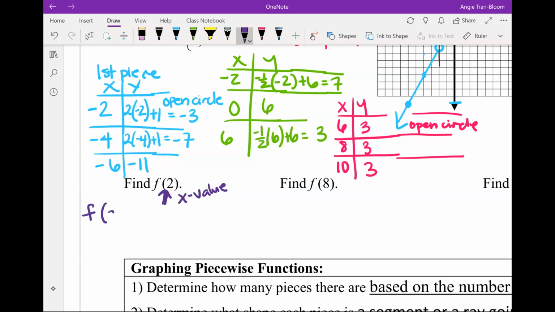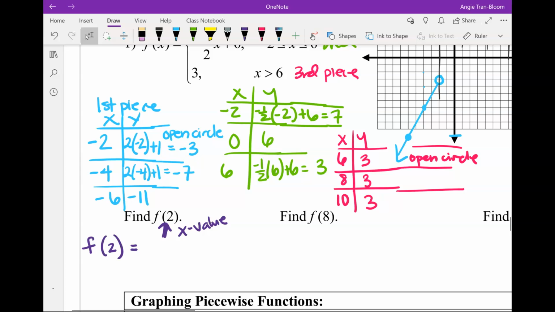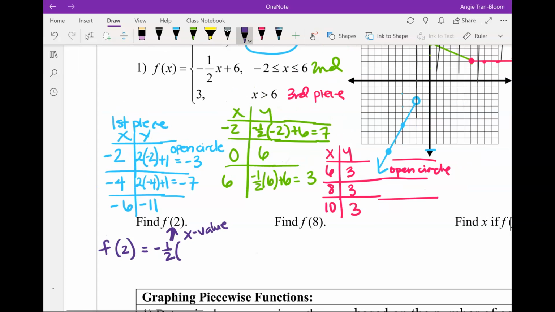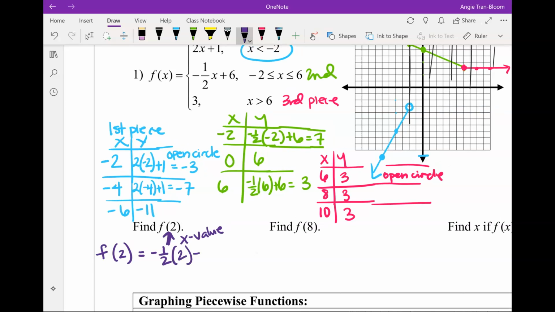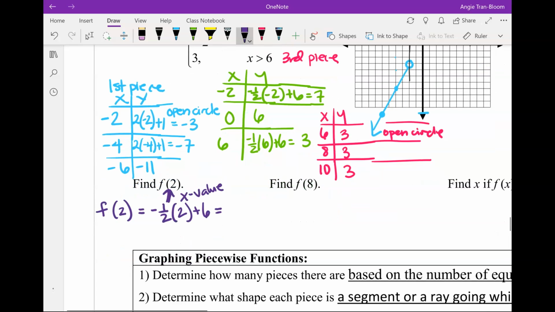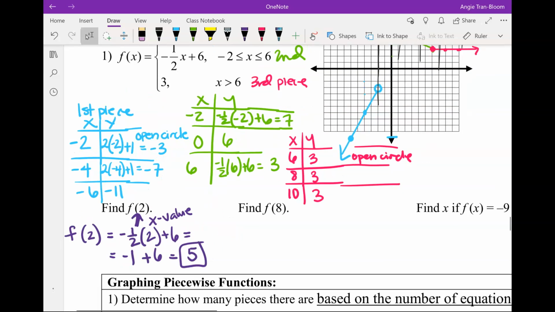To find f of 2 algebraically, we pick the correct piece. What piece again? Second one. So we go, okay, negative 1/2 times what? Negative 1/2 times 2 plus 6. Negative 1/2 times 2 is negative 1, plus 6 is 5. In this case, our graph matches with our algebraic work. Sometimes the graphing is not as exact, so you might want to check it with algebraic work.